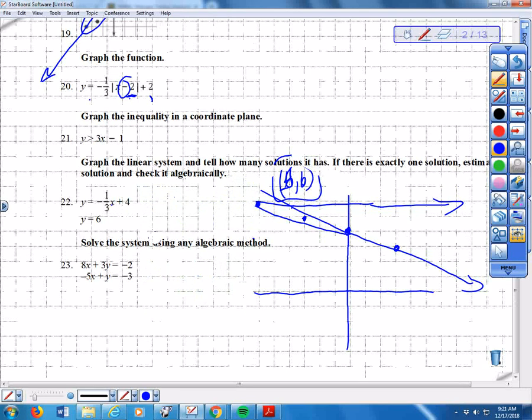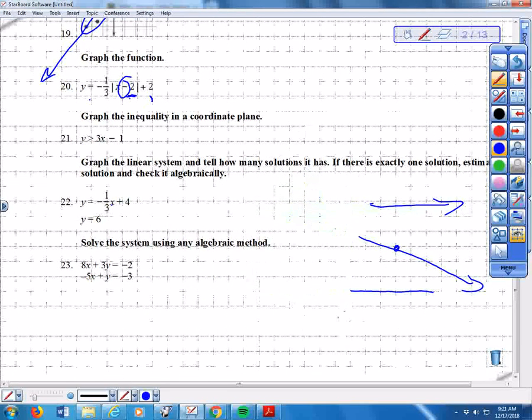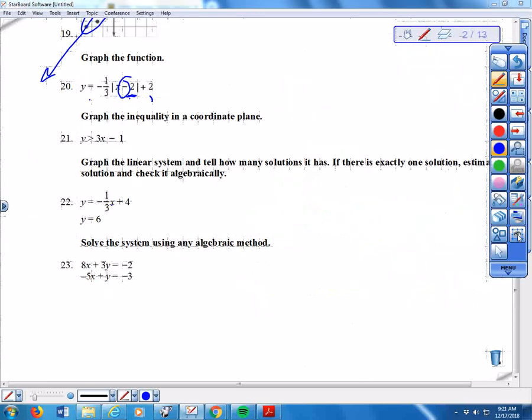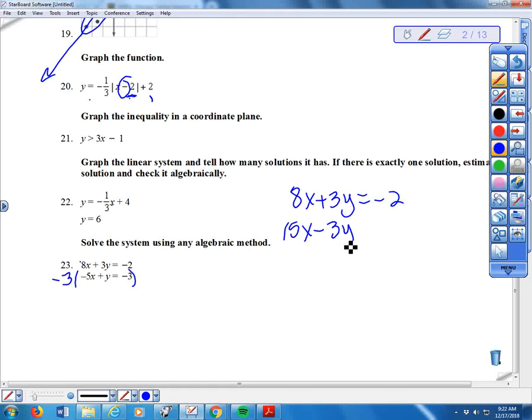All right. This one says solve the system using any algebraic method. Well, I'll probably use elimination here. And I'll just multiply this by negative 3 to get rid of my y's. If I do x, even though there's a positive and negative, I'm going to have to multiply both equations by a number. It's easier just to do one. So this gives me 8x plus 3y equals negative 2, and 15x minus 3y equals negative 3. So this is 23x equals 5.